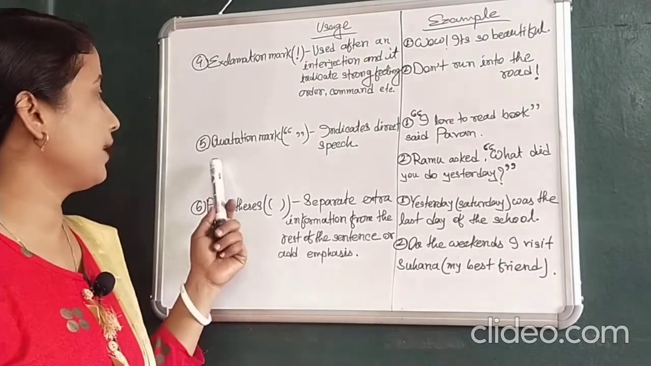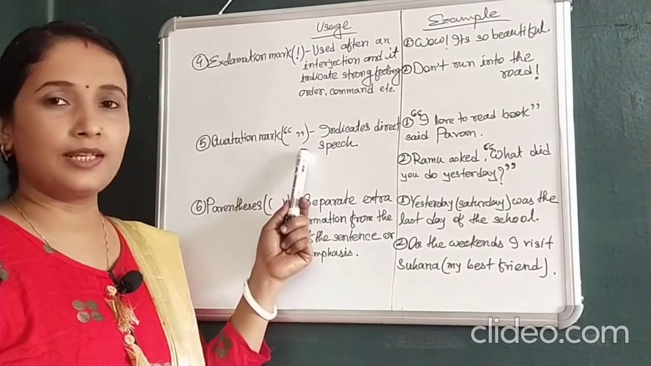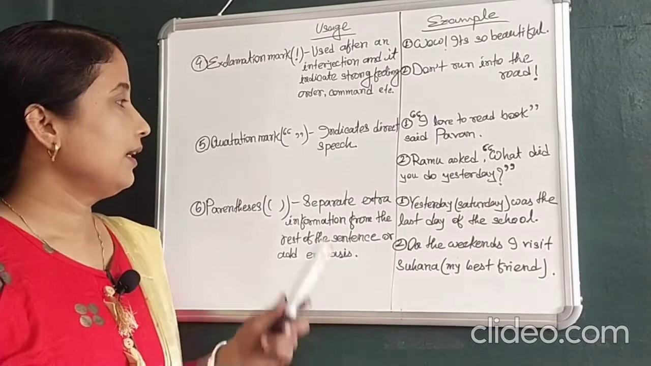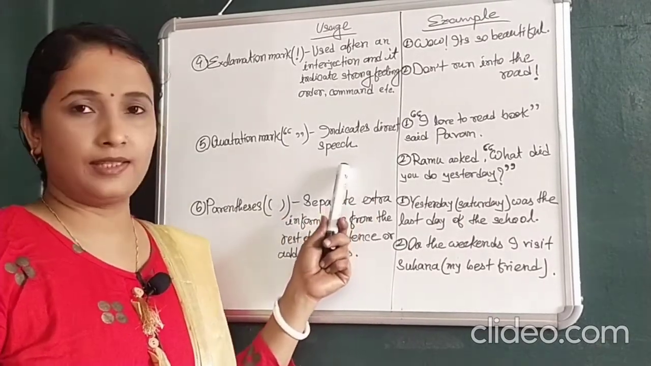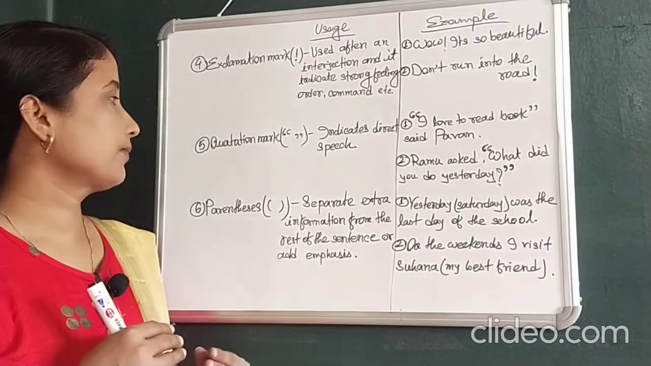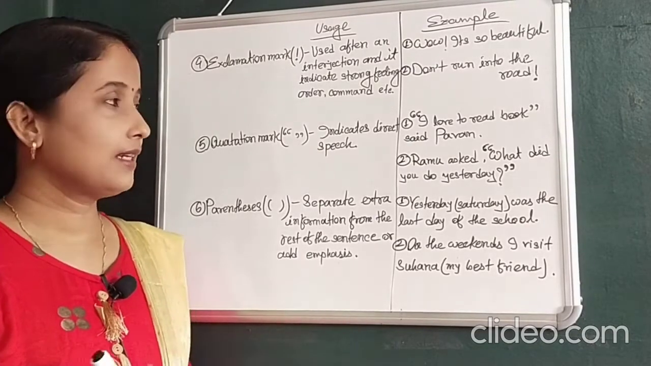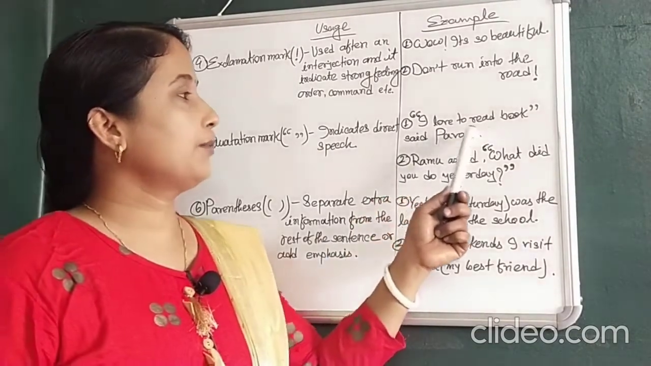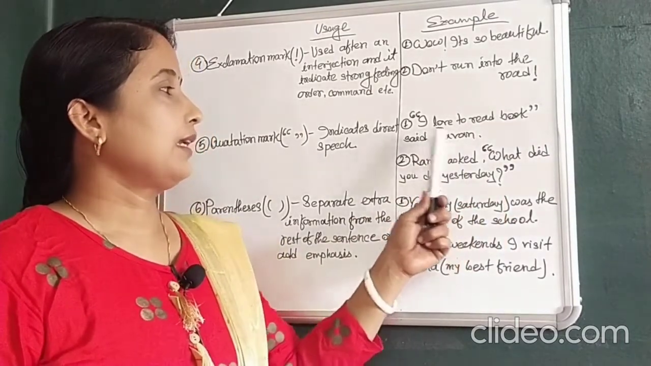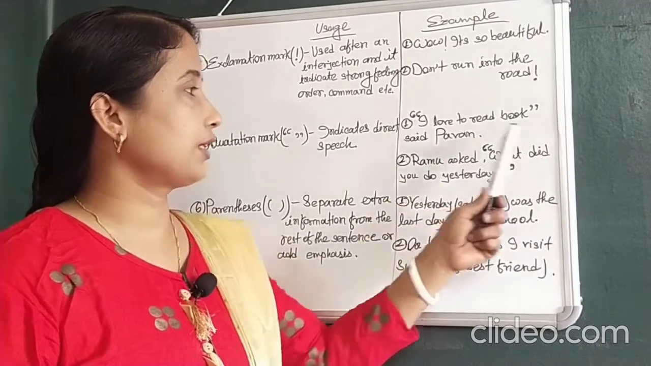Next punctuation mark is quotation mark. This is the symbol of quotation mark. When we use quotation mark, it indicates direct speech. When we write direct speech, we use quotation marks. Let's see an example: "I love to read books," said Pavan. "I love to read books" is direct speech. So we use quotation marks here.